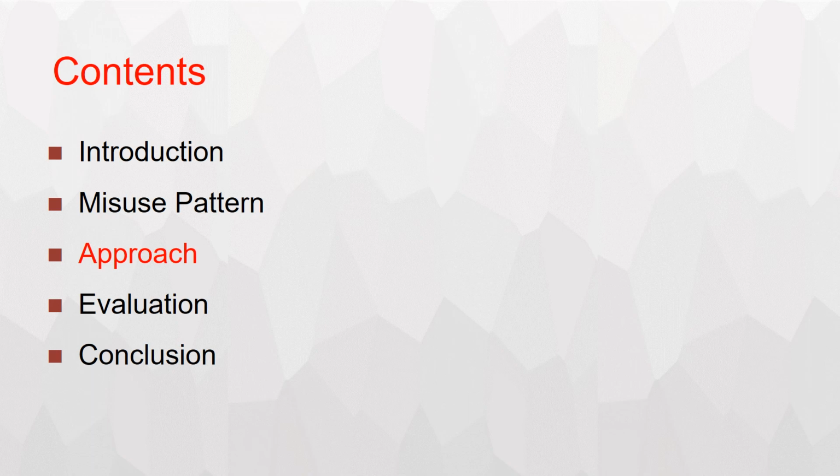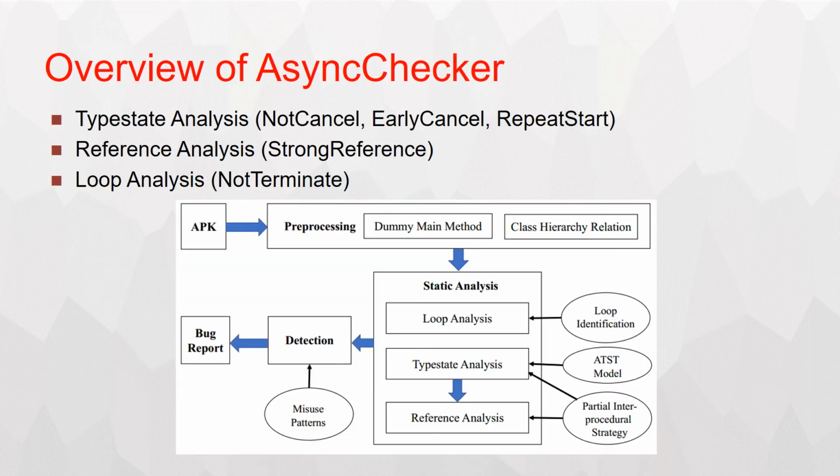To detect them, we developed an analysis tool called Async Checker. This is the overview of the tool. We take APK files as input. During preprocessing, we build a dummy main method for each activity and obtain the class hierarchy relation. To build the dummy main method, we combine the lifecycle methods of the activity together.